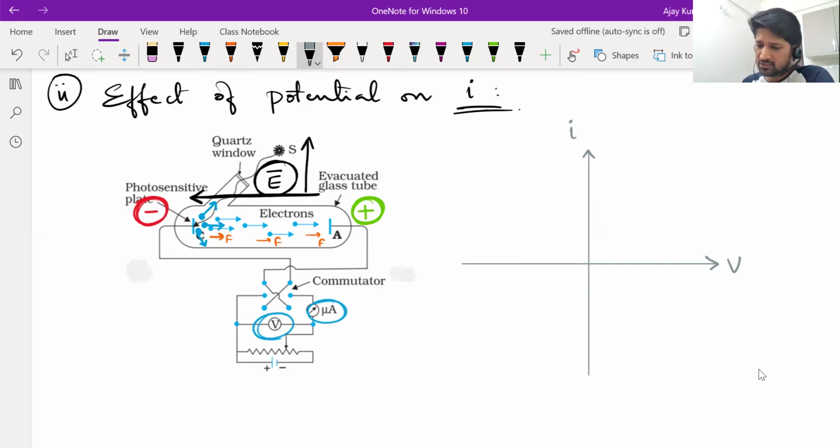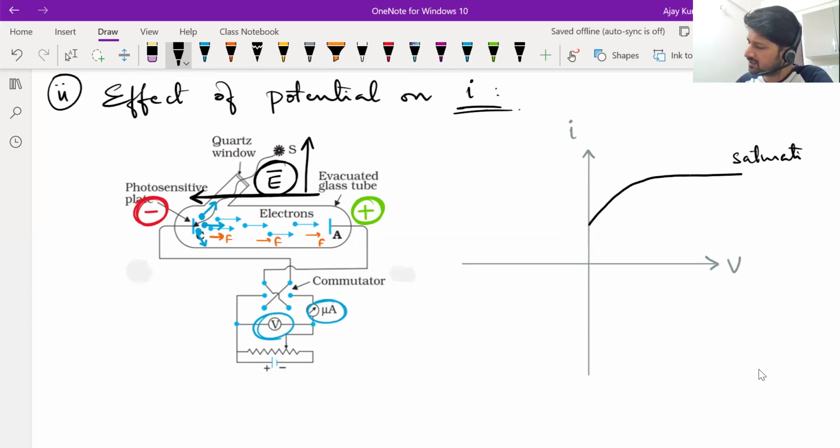But once you apply a field which is strong enough to direct all the electrons to go from emitter to collector, once the field is strong enough to make all electrons go from emitter to collector, after that, even if you increase the field, there are no stray electrons to be directed towards the collector. Okay. So as you increase the voltage, the collector voltage or collector potential, you will see that current rises up to a certain level and then it stabilizes. Okay. That is called saturation current.